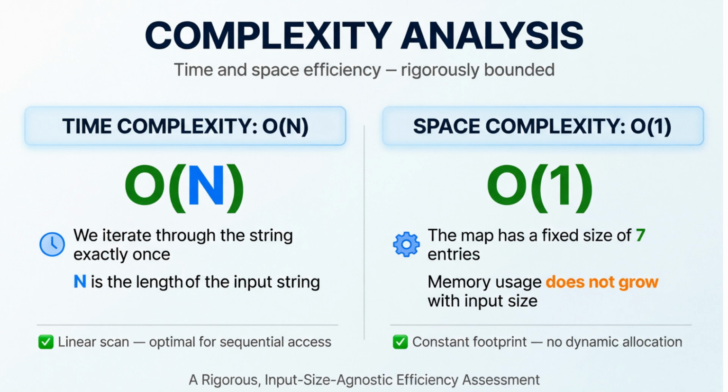The time complexity of the solution is O of n. Why? Because we iterate through the string exactly once. Here, n represents the length of the input string, so this is a linear scan, which is optimal for sequential access. The space complexity is O of 1, which means constant space. This is because the map we use contains a fixed number of entries, only 7 symbols. So the memory usage does not grow with the input size. So overall, we have an efficient solution with O of n time complexity and O of 1 space complexity, making it both fast and memory efficient.